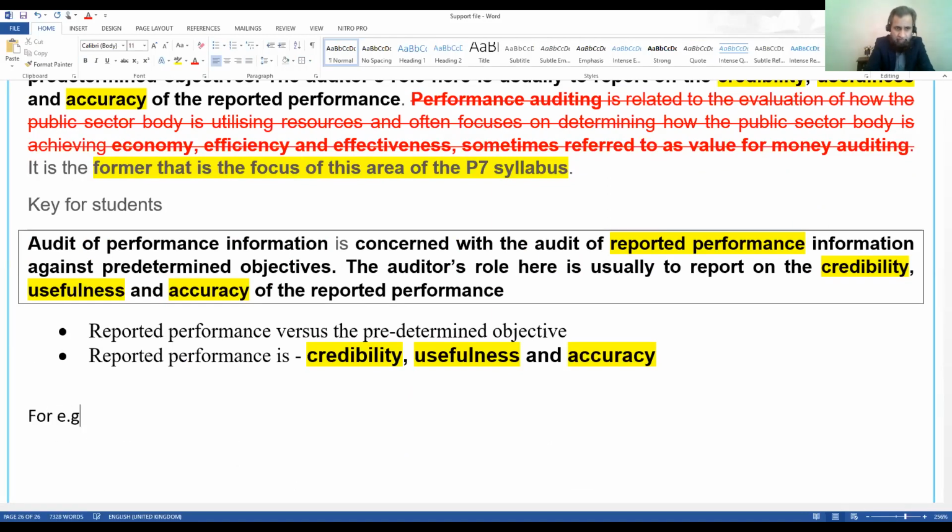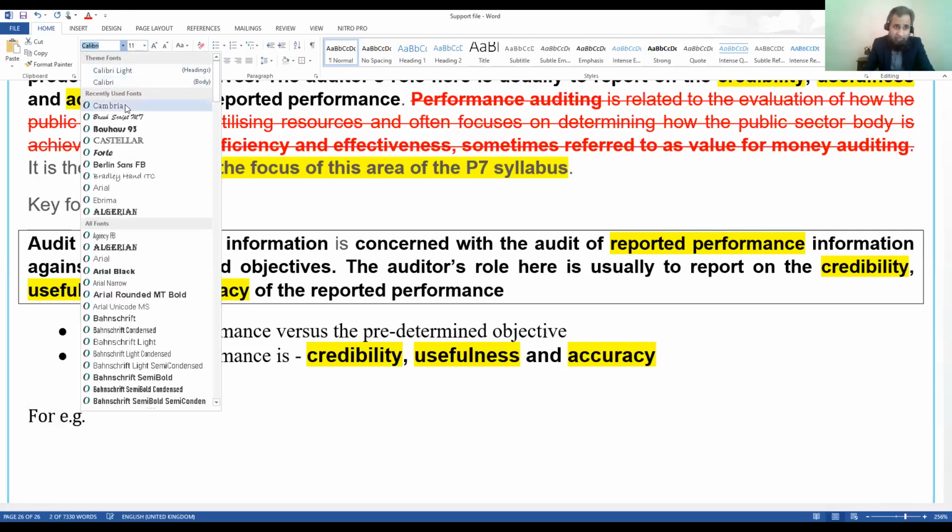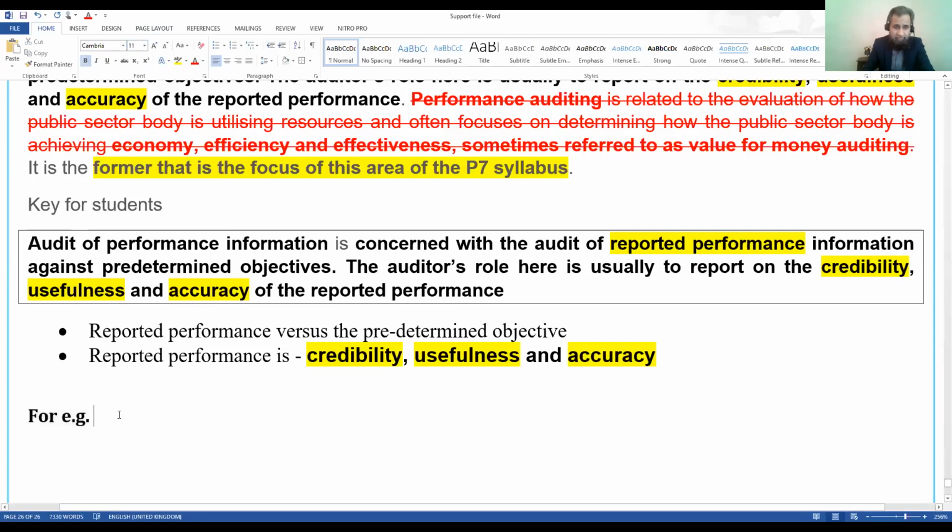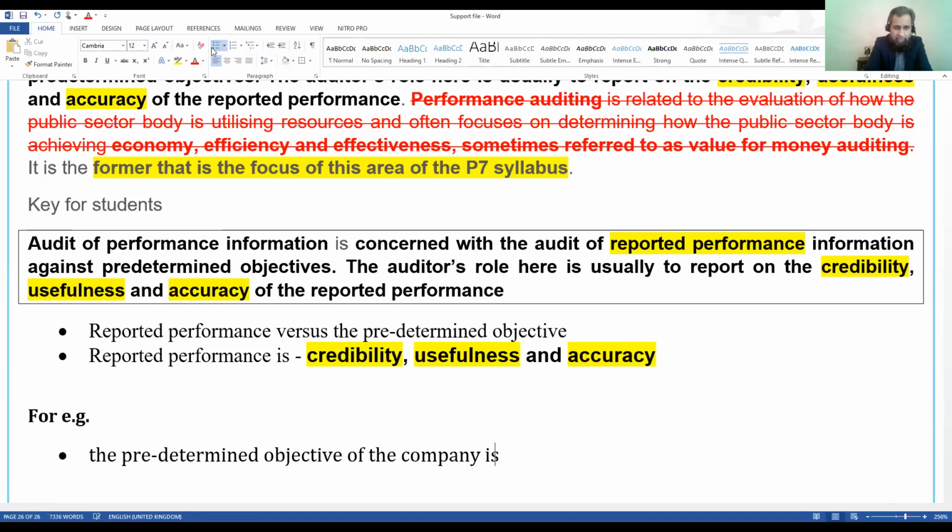For example, from the past papers. In the past papers, we have seen a university. In the past papers, we have seen a private organization. In the past papers, we have seen a hospital. The examiner has given you diversified types of entities for performance information. Number one, example. The predetermined objective of the company is to provide donations to the charitable organization, right? That's their objective. Full stop.